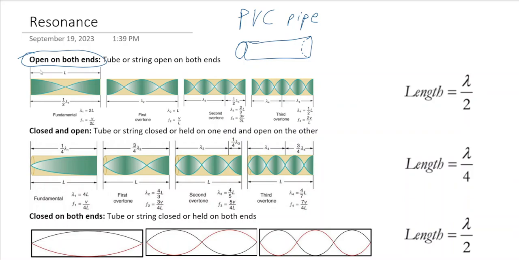When you have open ends on both sides, every time you have an open end, you have what's called an antinode. If it's open, it's an antinode. This first one on the far left is what we call the first mode, or fundamental frequency or fundamental resonance. We'll talk about the different overtones later, but for now, the antinodes are on both ends.